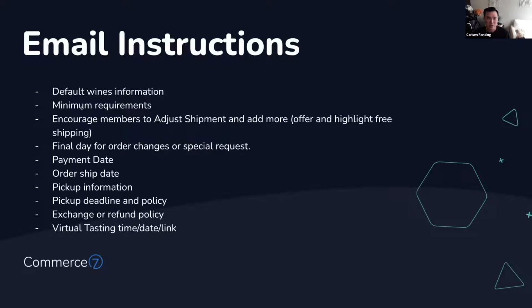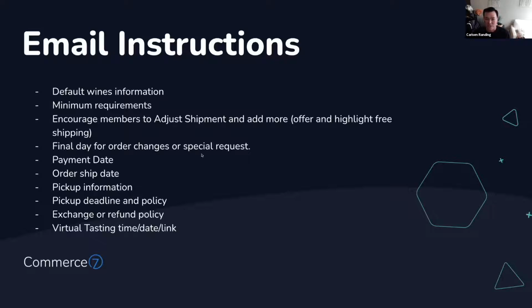Some email instructions will outline minimum requirements because in the adjust step, the club member needs to consider the minimum requirements that they need to meet in order to save the packages. Encouraging them by offering free shipping and highlighting that if they add more items to their shipment, their free shipping or discounted shipping will remain, is a great way to encourage customers to adjust their shipment and add more wine. Since they're getting a shipment anyways, they may want to receive a larger shipment.